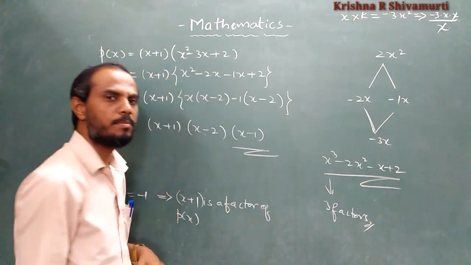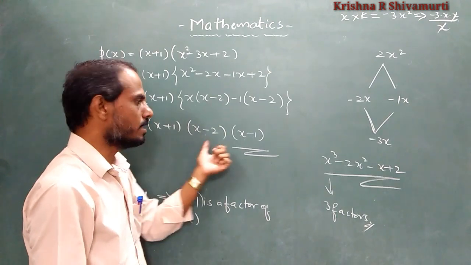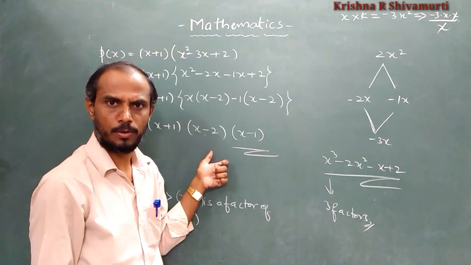How many factors? Maximum 3 factors are there. These are the 3 factors of this cubic polynomial.